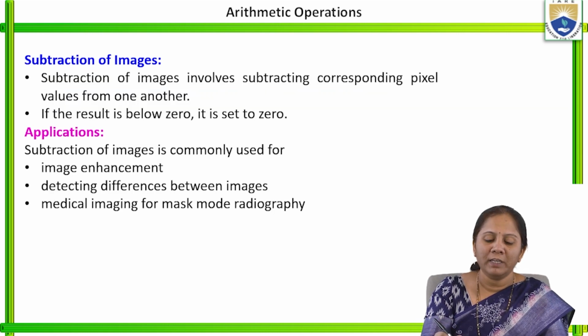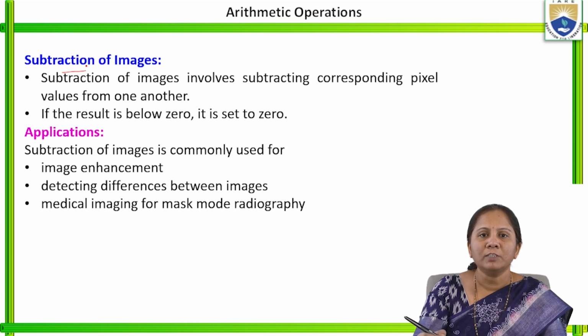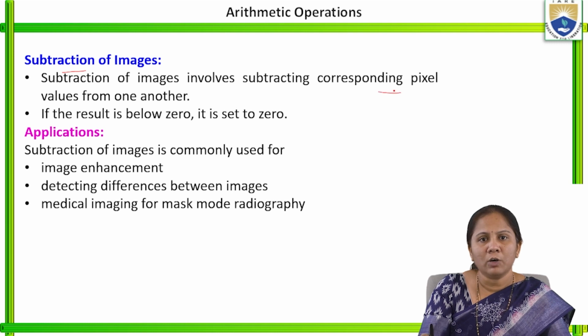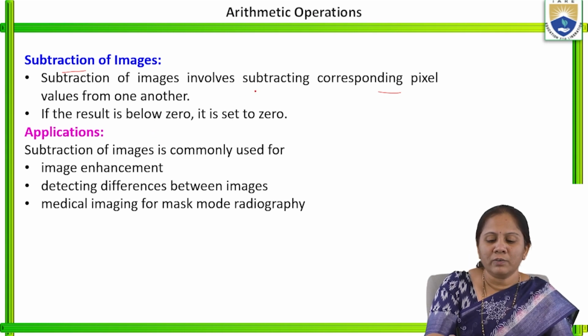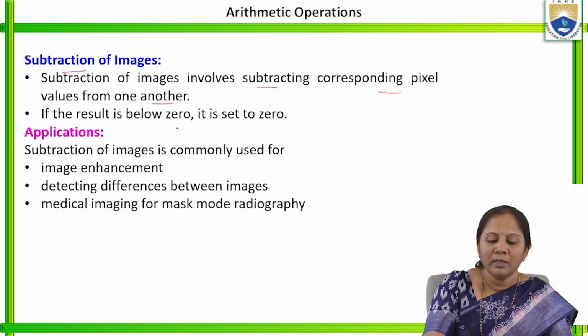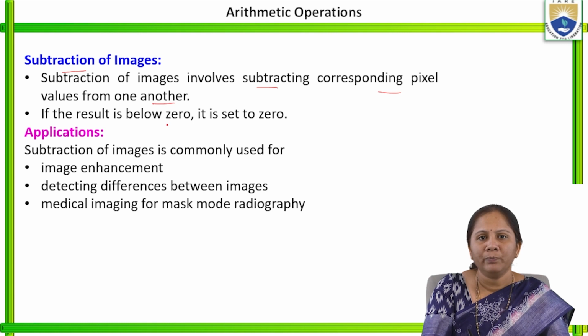And the next arithmetic operation is subtraction of images. Same as addition, we have to perform the subtraction operation between the pixels of two images. Subtraction of images involves subtracting the corresponding pixel value of one image from the other. While doing subtraction, the result may be 0. If it is 0, no problem. Sometimes the result may be negative. In such cases, we have to make it the minimum value, that is 0. We have to apply the rules.